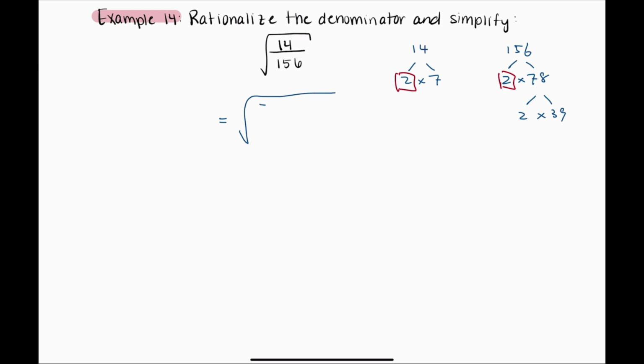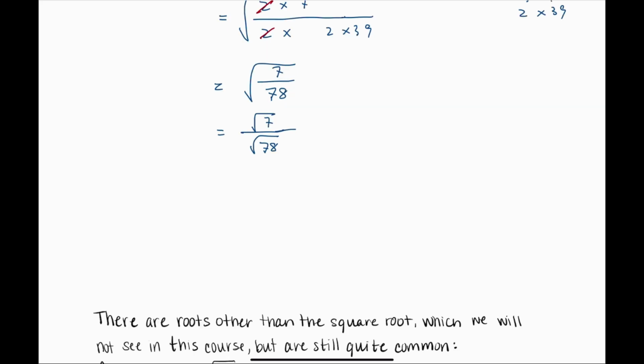14 is equal to 2 times 7. 156 is equal to 2 times another 2 times 39. Canceling the common factor of 2 leaves us with the square root of 7 over the square root of 78. Now, the expression is much simpler. The square root of 7 divided by the square root of 78.